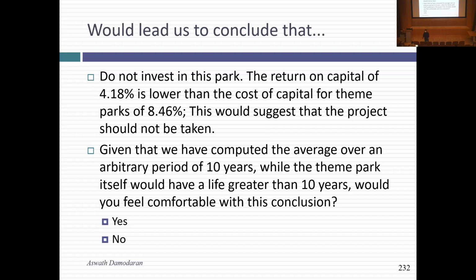But is it really fair to use the same 10 years for every project? In fact, with this particular project, the theme park, I can argue that you're being incredibly unfair by killing this project off after 10 years. Because we know what happens to theme parks, at least the ones that Disney builds, as they age in terms of earnings and cash flows.